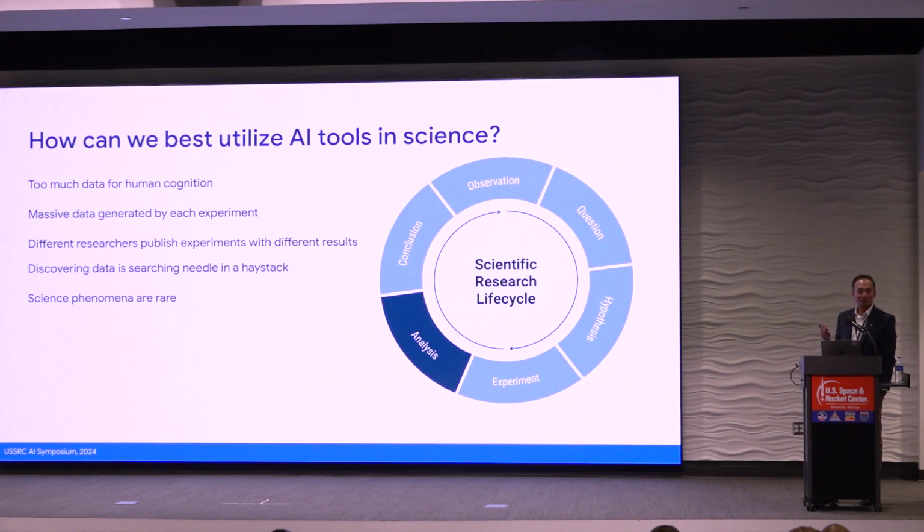When you talk about science, we are interested in learning about phenomena that don't happen very often. That means you have to go through all of this data. We produce a lot of data, but interesting data is very little. This is where AI is very good. There are also a lot of researchers publishing scientific experiments with different results. How can you go through all of that?